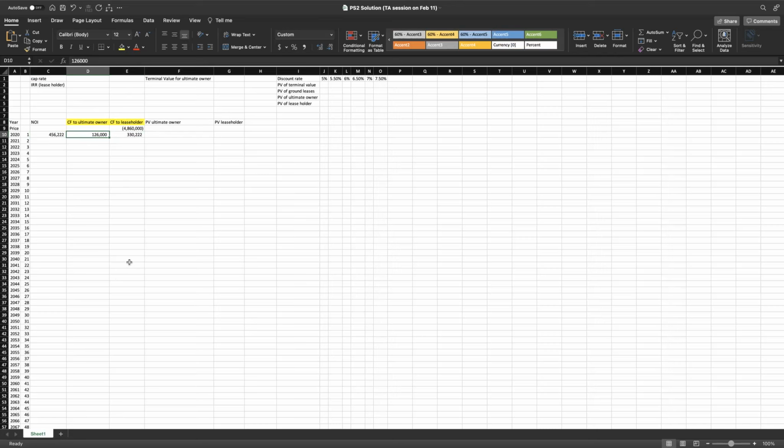And after the 75 years, which is the end of the lease in the brochure, all the cash flow, the NOI, will revert to the ultimate owner. So this is the implicit assumption of this question. I don't know how, maybe you asked the professor and some of you asked me. I believe many of you already know this, but I still want to clarify it at the beginning so that you can understand what's going on in this spreadsheet.